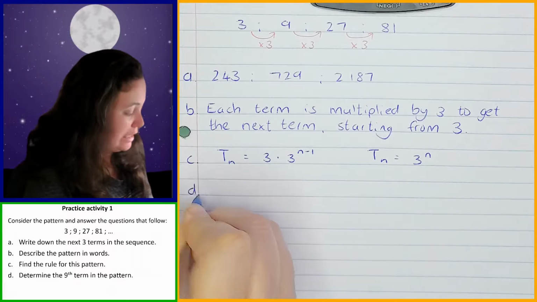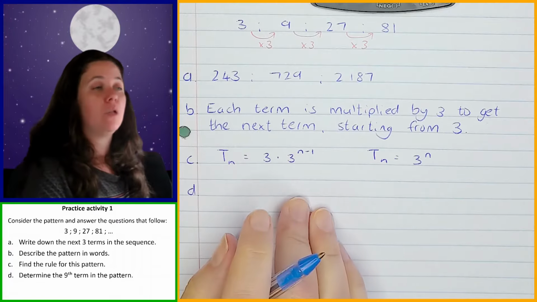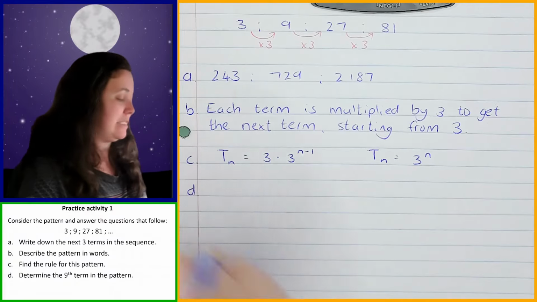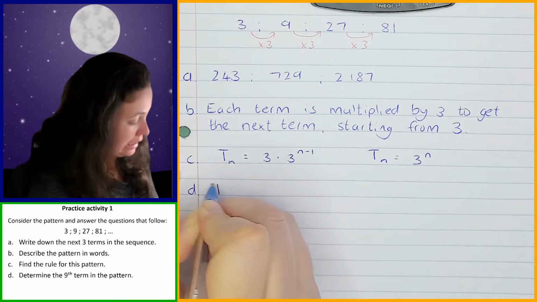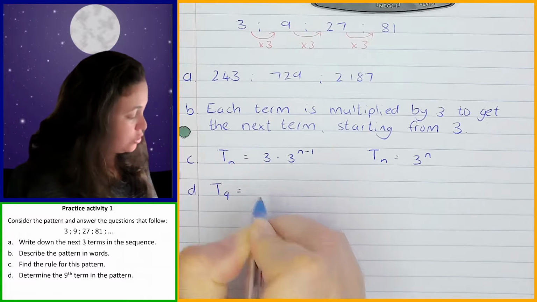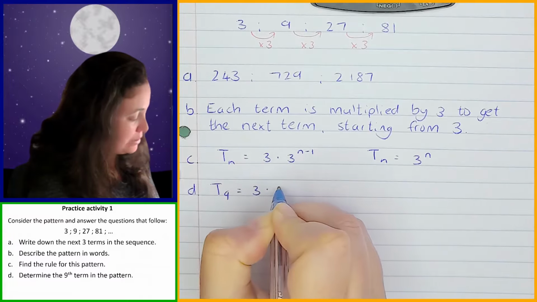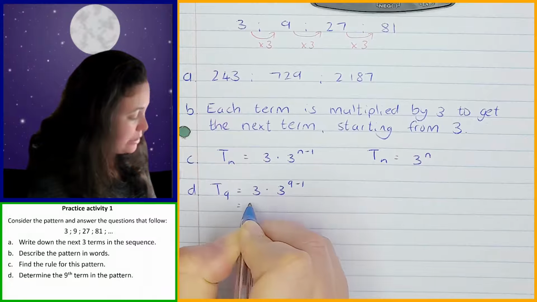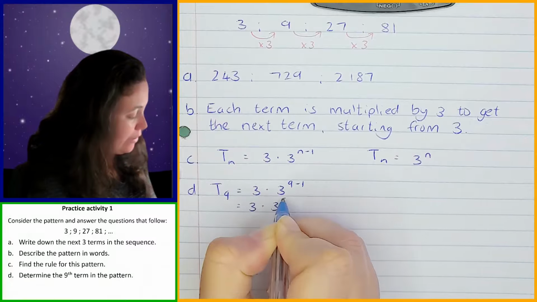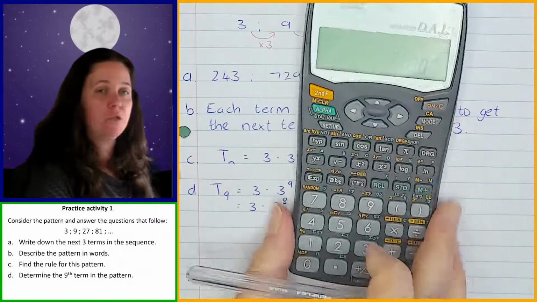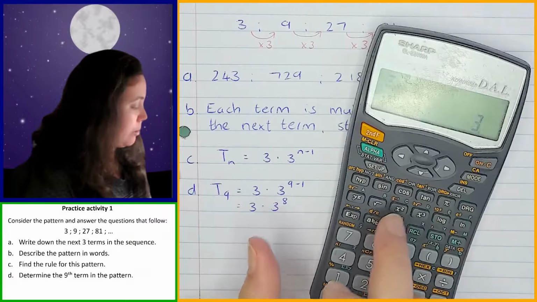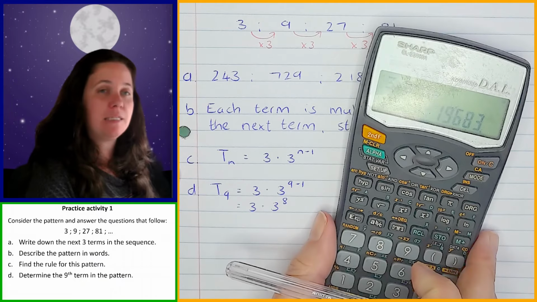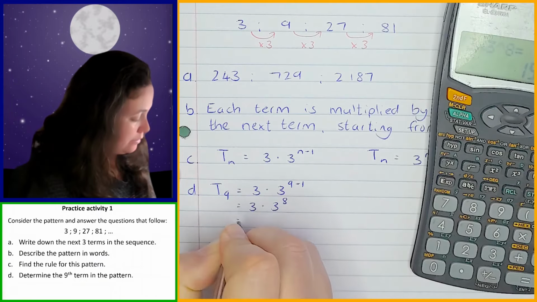Then for question D, we are going to take the rule and we're going to use it to help us to work out what the 9th term in this pattern is. So I've got T9 is equal to 3 times 3 to the power of 9 minus 1. That's the same as 3 times 3 to the power of 8. Okay, so I'm going to use my calculator to work that out. So I've got 3 times 3 to the power of 8, and that gives me 19,683.